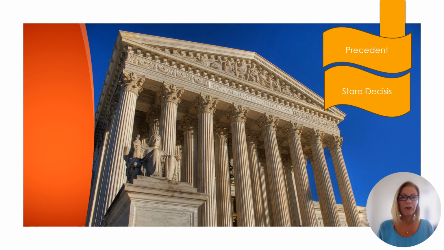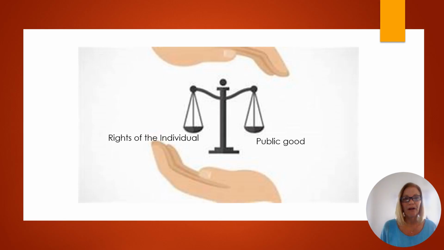So what do we have for number 3? Number 3 is the courts are always balancing interests, the rights of the individual versus the public good. And so you're going to see tons of balancing tests, tons of analysis based on what are the rights of the individual versus what is the good of the public. And we're going to try to balance those. So, third point, courts are always balancing rights of the individual with the public good.